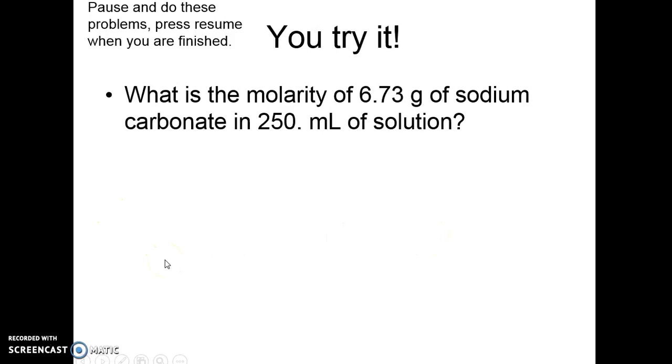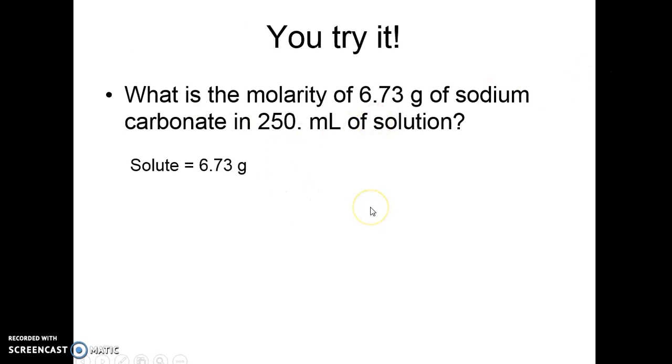So now I want you to try this problem. First, determine what type of problem it is, and then complete it. Okay, it says, what is the molarity? When it says, what is the molarity, you have to use the formula molarity equals number of moles over number of liters. So what do I have to start with? I have 6.73 grams, that's my solute, and 250 milliliters of my solution.